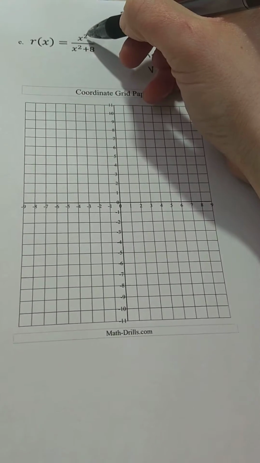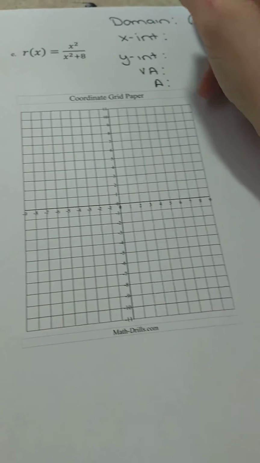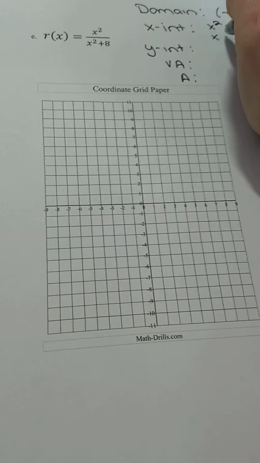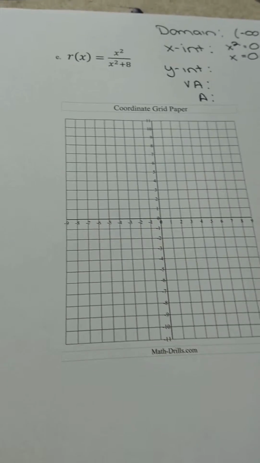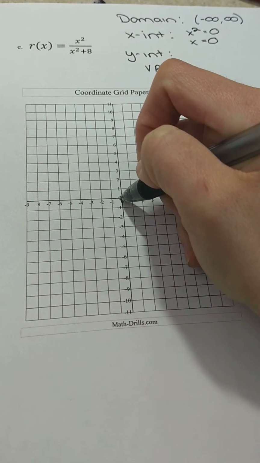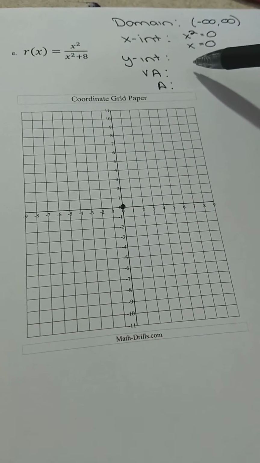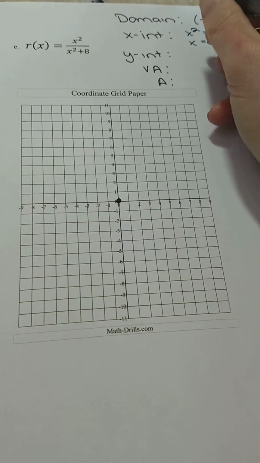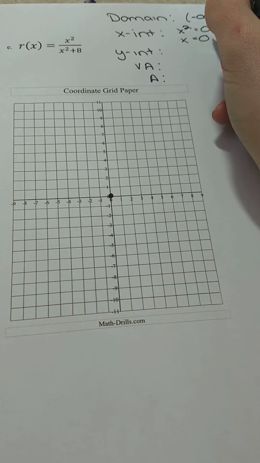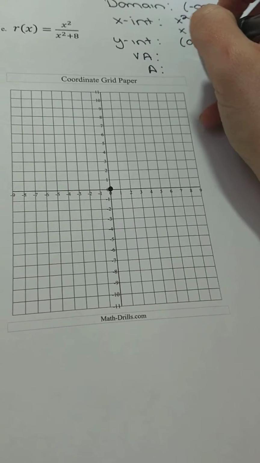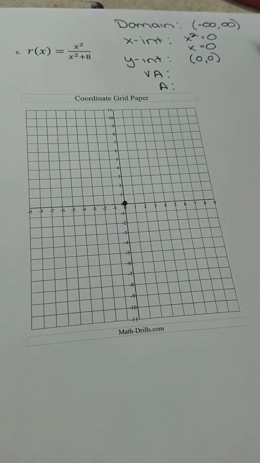Now, the x-intercept is where the numerator equals 0. So x squared equals 0, which means x equals 0 as well. So the x-intercept is (0, 0). Ironically, well, not ironically, but that's also going to be our y-intercept. So that looks good too. The y-intercept and the x-intercept are both going to be the origin.